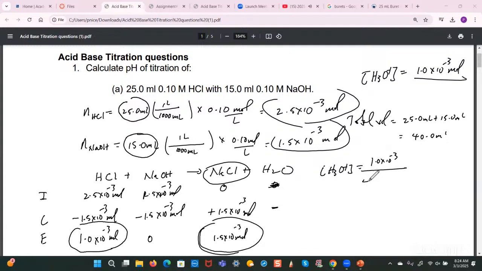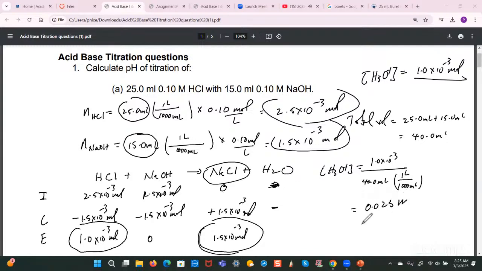So the molarity of hydronium will be equal to 1.0 times 10 to the minus 3 divided by 40.0 mL, which we have to convert to liters. So multiply by 1 liter over 1,000 mL. And then we do the number crunching. So 1 times 10 to the minus 3 divided by 40 times 10 to the minus 3.